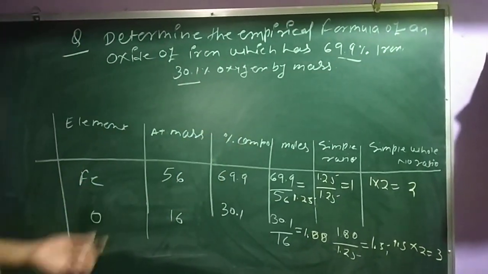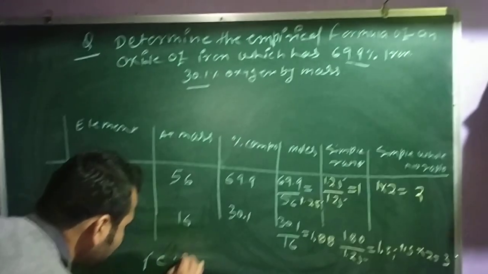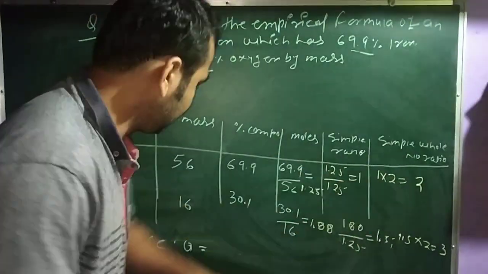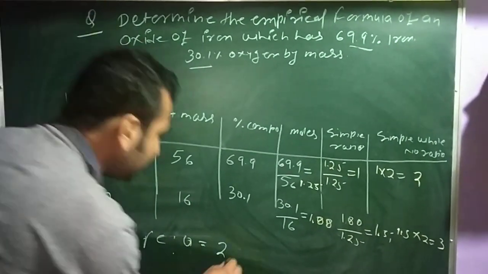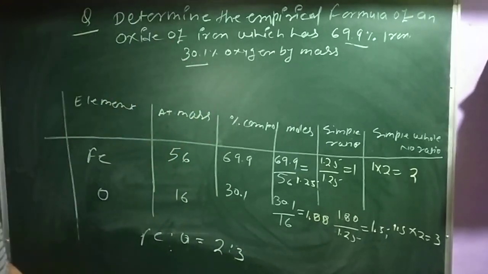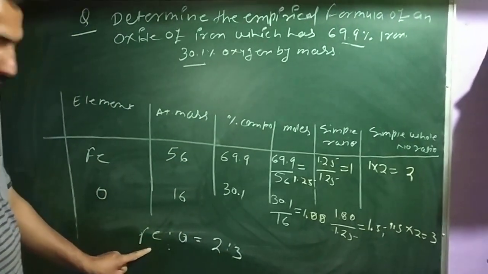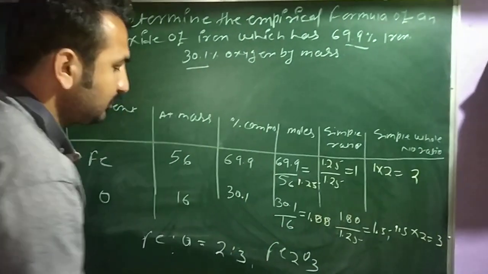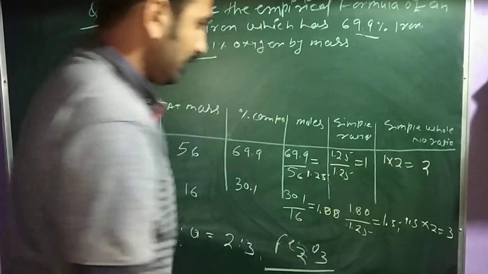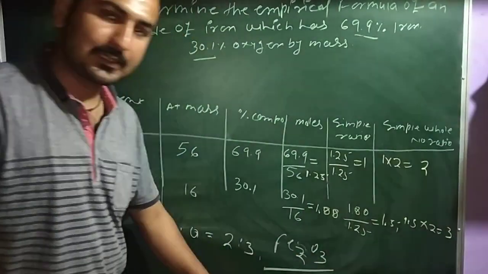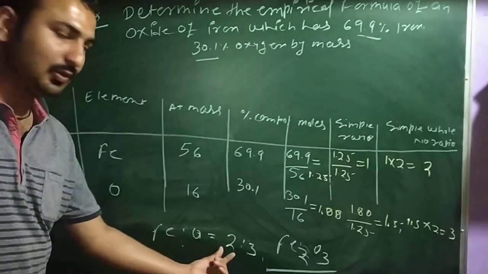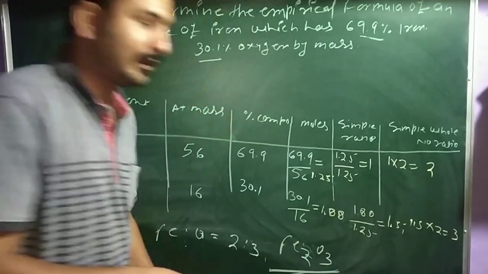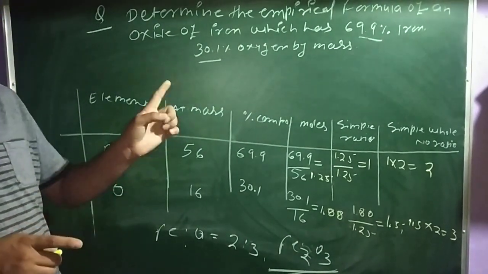So now what is the ratio of Fe and O? Fe, you have 2, and O, you have 3. So what is the empirical formula? Fe2O3. Fe2O3 is your empirical formula. How many atoms of Fe are there? 2. How many atoms of O are there? 3. So the empirical formula is Fe2O3. So this is the way to calculate the empirical formula.